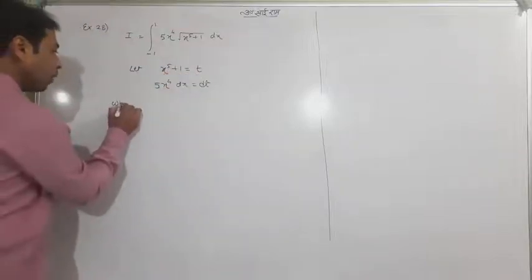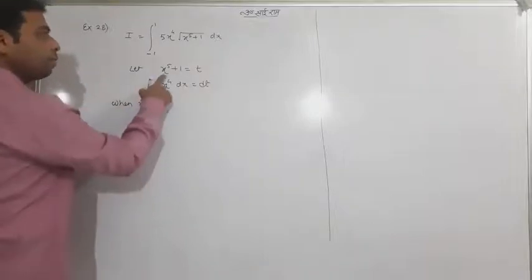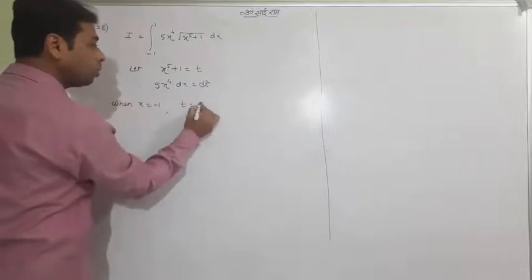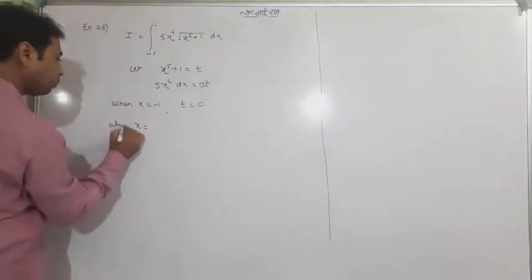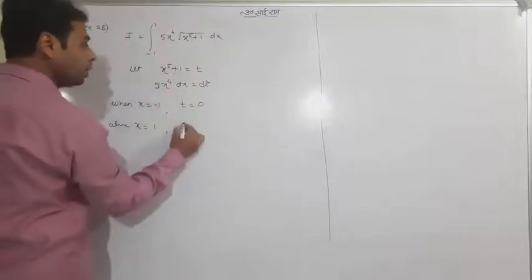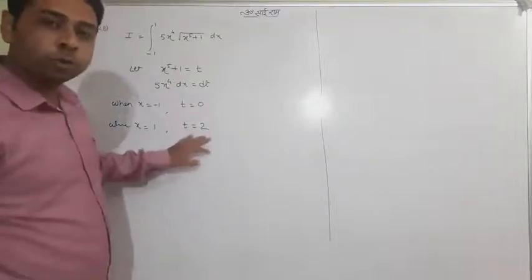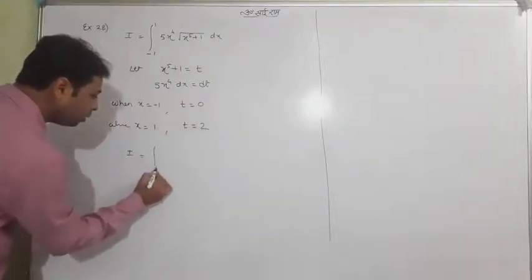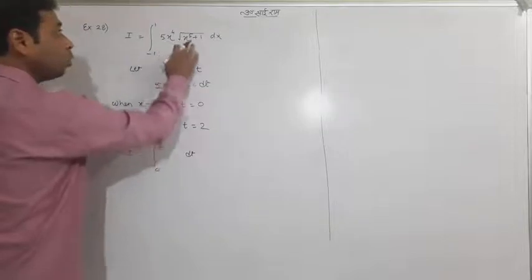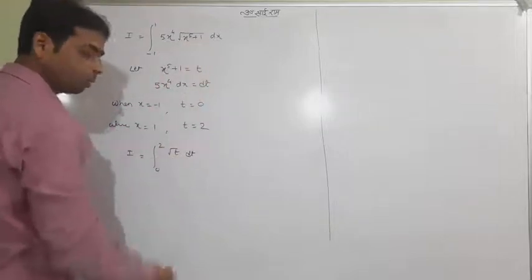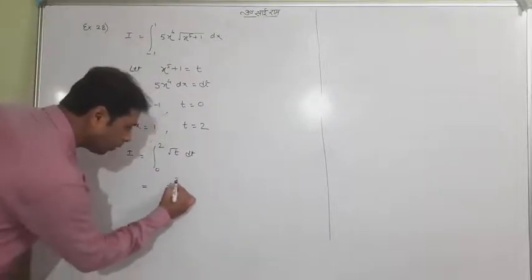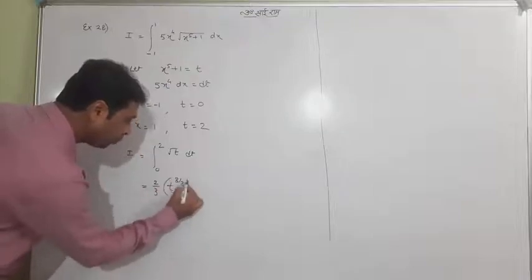How is it? When x equal to minus 1, it is minus 1 to the power 5, minus 1 plus 1, so t will be 0. And when x equal to 1, it is 1 plus 1, which is 2. So the limit has changed from 0 to 2. Now your question will be the integral from 0 to 2 of root t dt, where 5x to the power 4 dx is dt. Now t to the power half, and the integration of this is t to the power 3 by 2 upon 3 by 2, from 0 to 2.